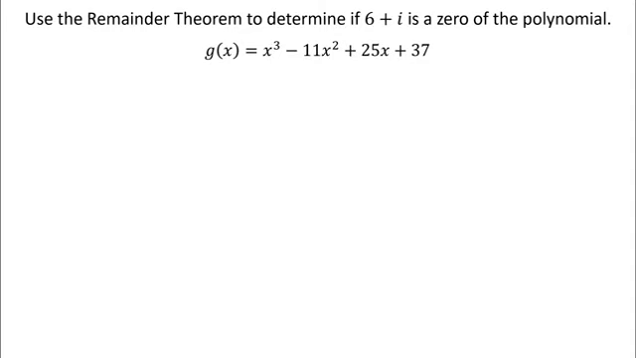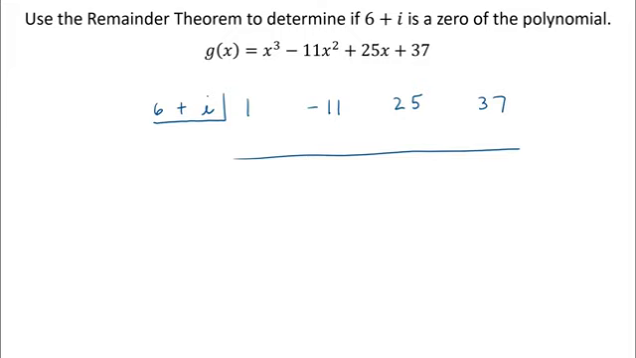Now remember, the remainder theorem says that if I divide a polynomial by a possible zero, and in this case our possible zero is 6 plus i, so when I divide g of x by 6 plus i, if I get a remainder of 0, that means that 6 plus i is a zero of g of x. So let's do the division.